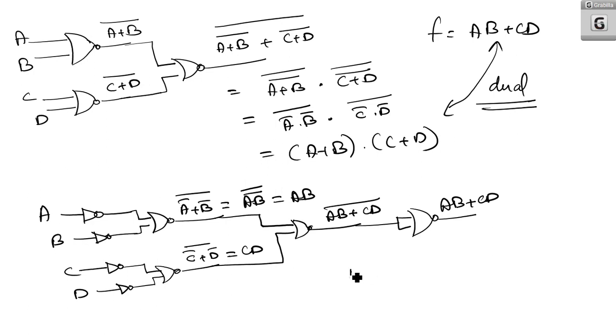So you can have A, B. A is again replaced by a NOR gate. B is again replaced by a NOR gate.